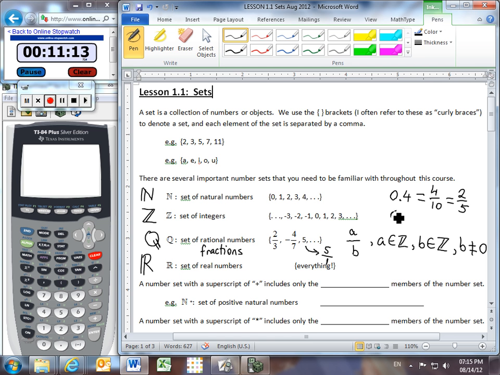Another rational number would be 0.33333, repeating forever. Anytime that you've got a repeating decimal, that can also be expressed as a fraction. But if you ever have a number that is not a repeating decimal, like 3.141596, etc., I can't see any repeating element to my decimal. This number, by the way, we know is pi, but that illustrates that pi is not a rational number.